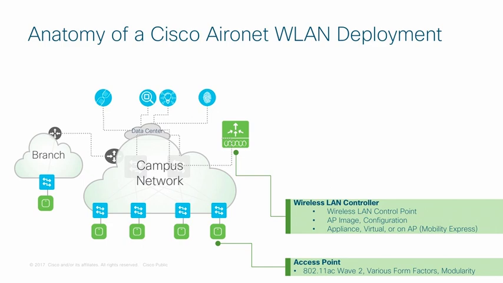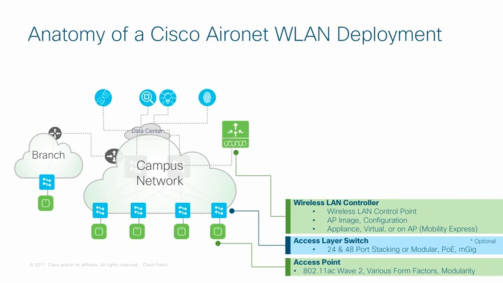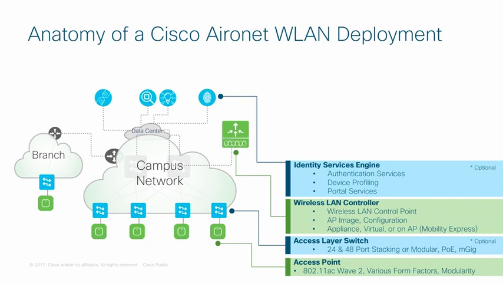Now, we can enhance that deployment with some other features, and I'm going to put those other features in blue. These are optional features. For example, an access layer switch that provides universal PoE or multi-gigabit Ethernet. You know, the last thing we want is the wired network to be a bottleneck to our multi-gigabit wireless network. So we want to make sure that we put in an appropriate access layer switch. The Identity Services Engine provides authentication services, device profiling, and portal services for guests and for other applications.